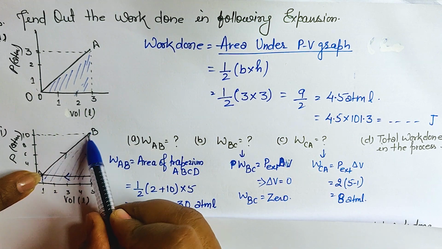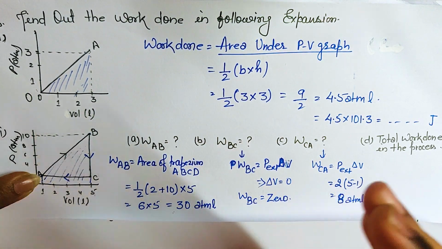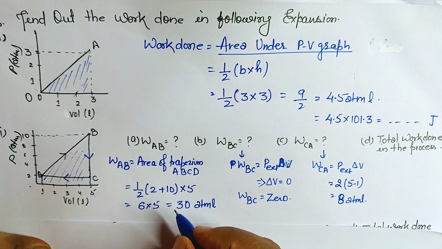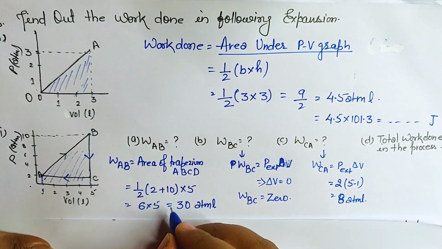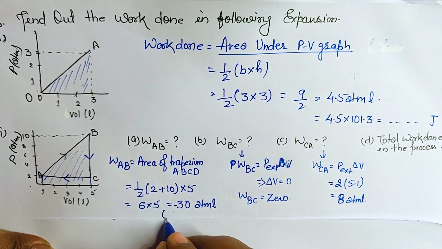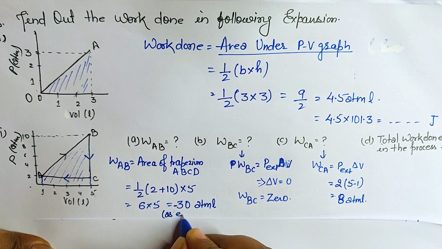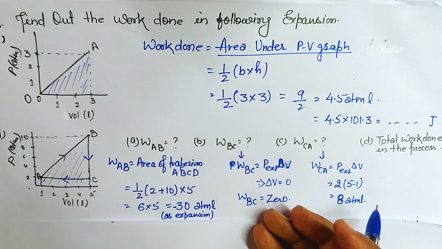And the volume is here 5. That means it is going to expand. And if there is expansion, the work done is always negative. Got it? As expansion. Yes, dear? In this case, there is no problem.